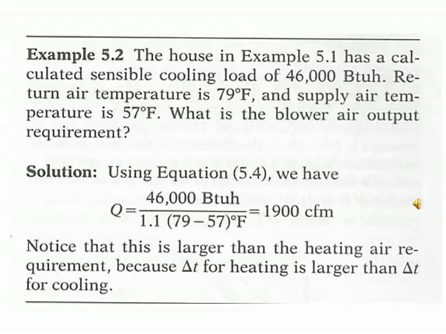You see that the house has a calculated sensible cooling load of 46,000 BTU per hour, and the return air temperature is 79 degrees, the supply air temperature is 57 degrees. What is the blower's air output requirement? We have to use Q equal to 46,000 divided by 1.1 and multiplied by the temperature difference, 79 minus 57, so you get 1900 CFM.